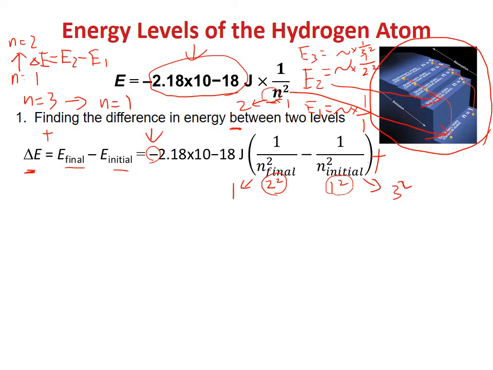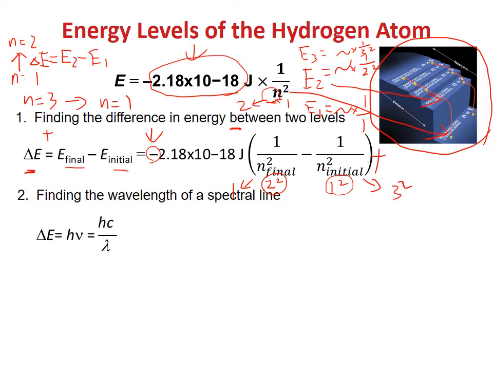And we can actually calculate the frequency or wavelength of the photon emitted by the hydrogen atom. And this leads to the second application. To find the wavelength of a spectrum line, the equation starts with delta E. The energy change equals the energy of the photon, which is Planck's constant times frequency nu.